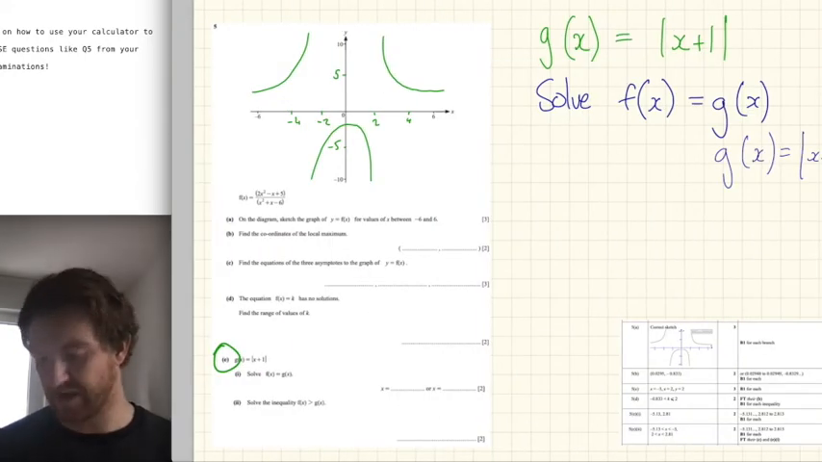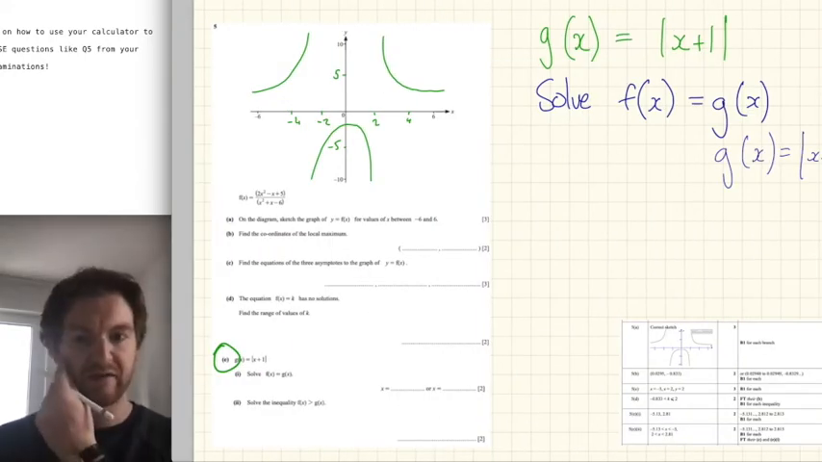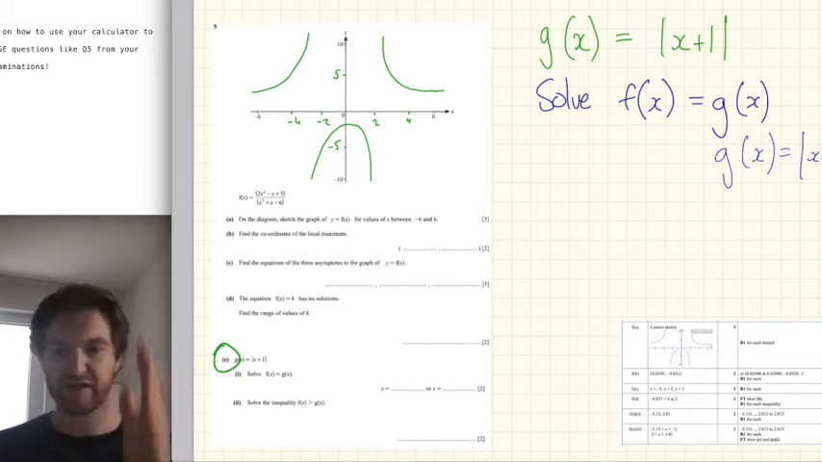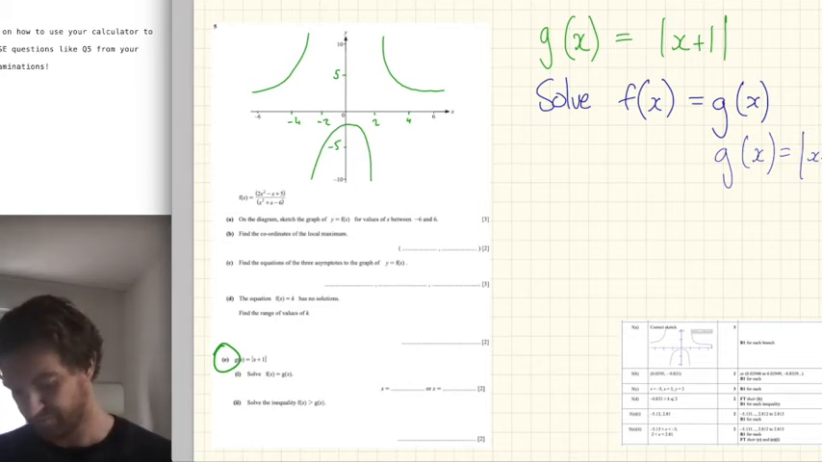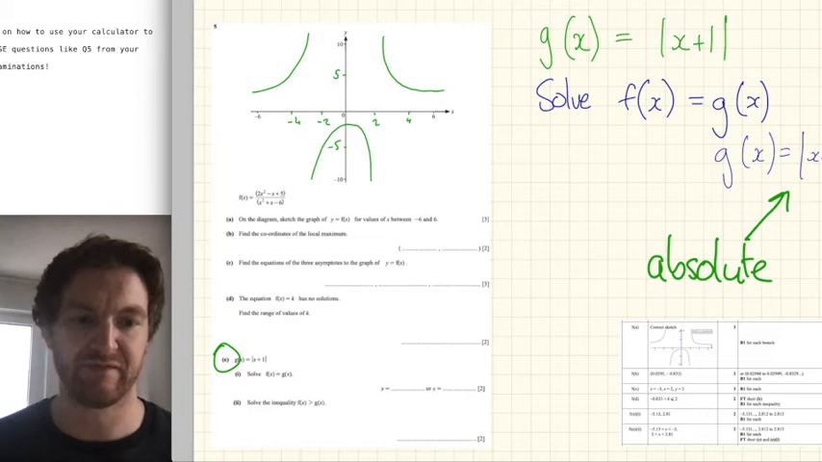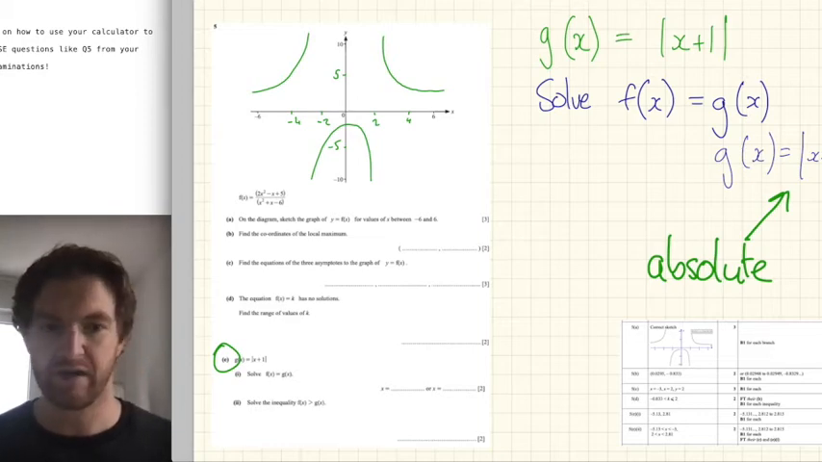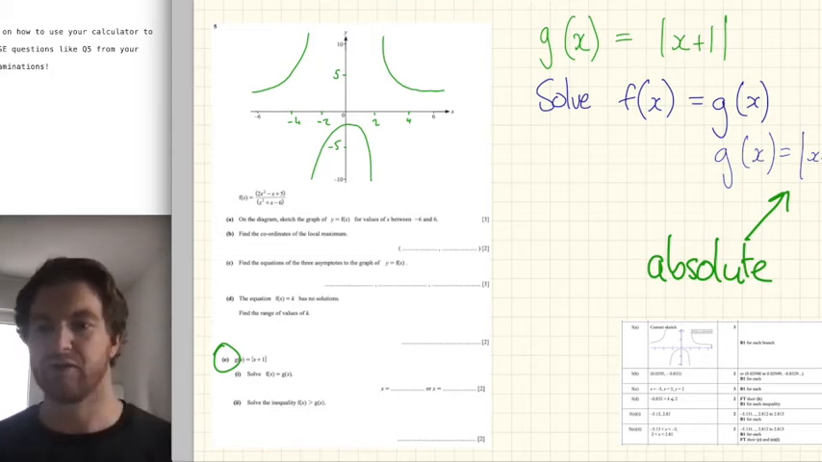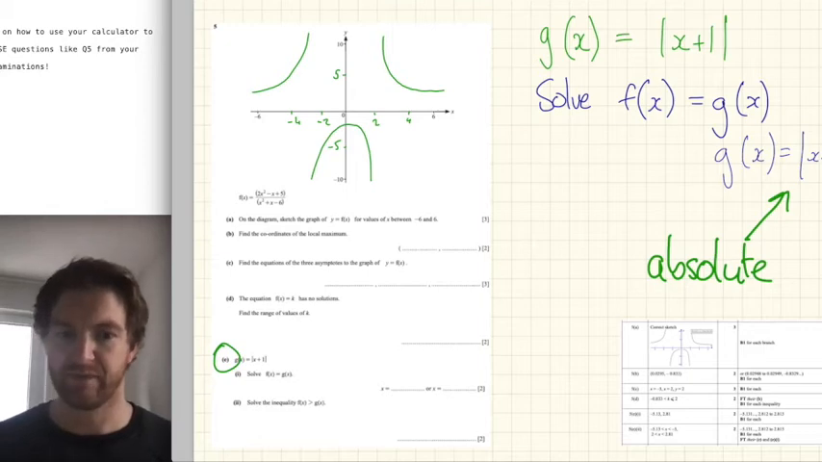Okay, the next question asks us to find when f(x) is equal to g(x), and it gives us that g(x) is the 2 vertical lines, x plus 1. Hopefully we all know that this means absolute. And maybe we'll talk a little bit more about what absolute values are, but basically we know for the simplistic level, this means that x plus 1 has to give us a positive solution. If we get a -1, we just take the number and ignore the negative symbol.